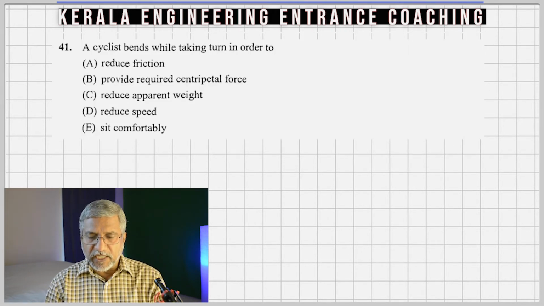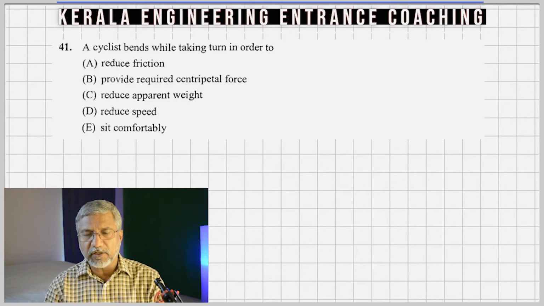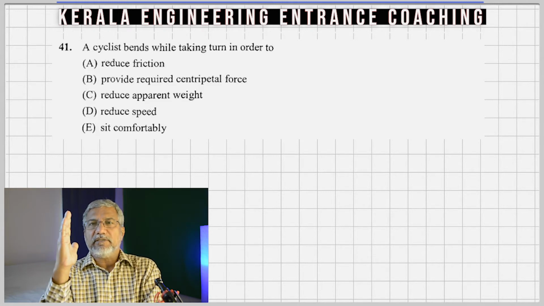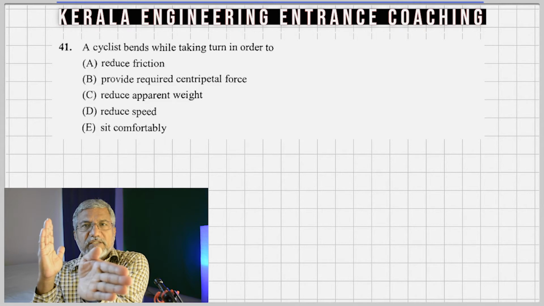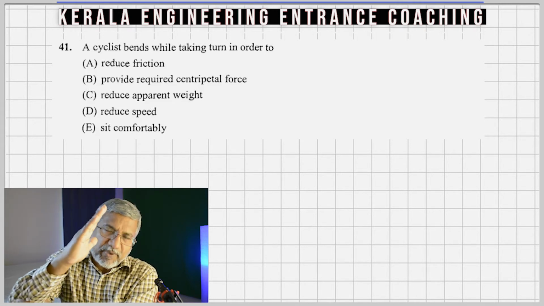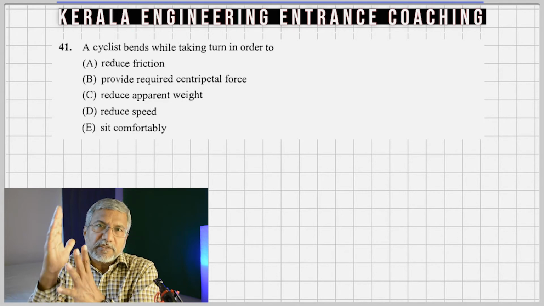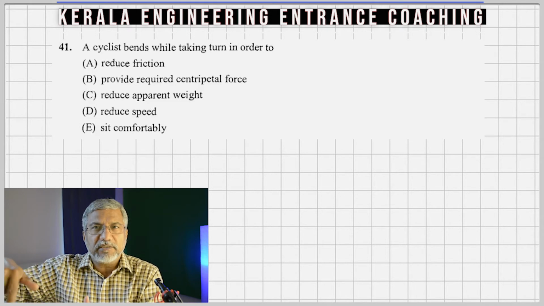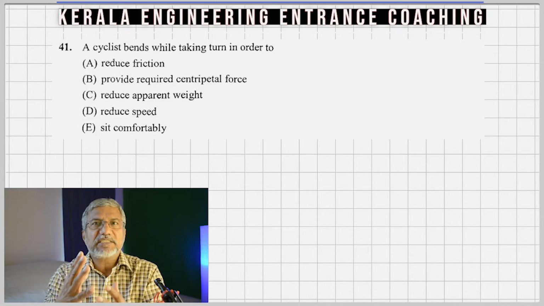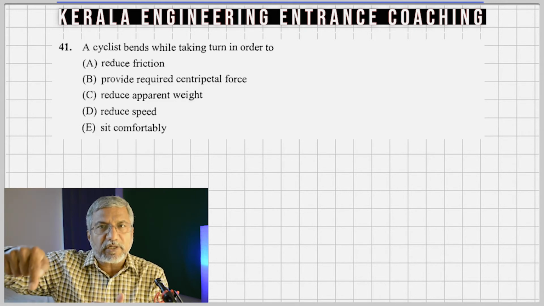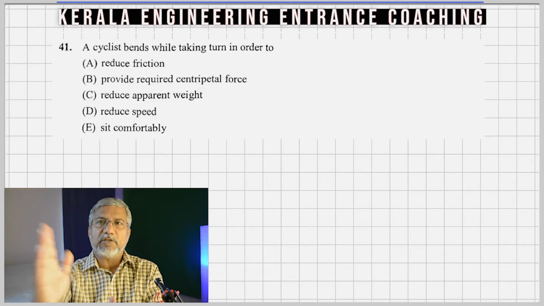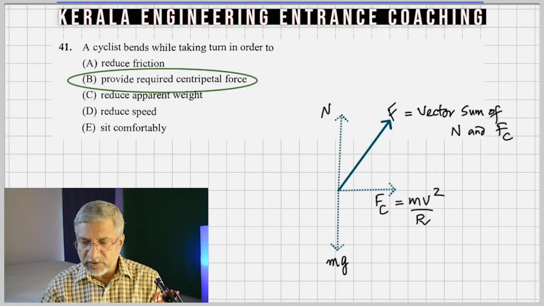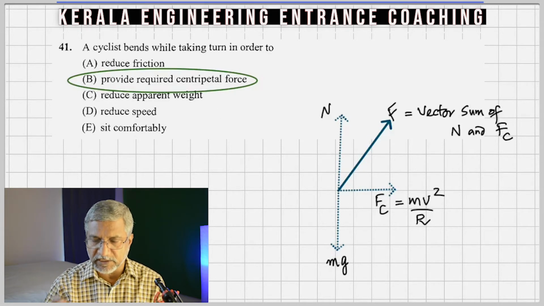41. A cyclist bends while taking a turn in order to... On a straight road, the cyclist is vertical. But when taking a turn, maybe a left-hand turn, the cyclist bends from the vertical. Why? Because the cyclist is trying to provide a centripetal force. Whenever a particle goes around in a circle, it must have a centripetal force to keep going around the circle. Otherwise, by Newton's law, it'll keep going straight. That's why the cyclist bends. So the answer is to provide the required centripetal force.